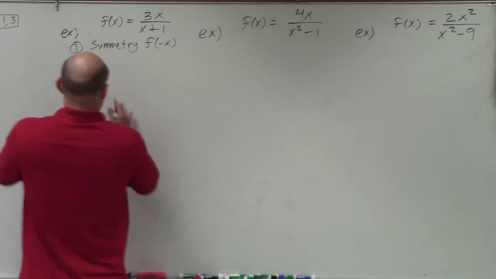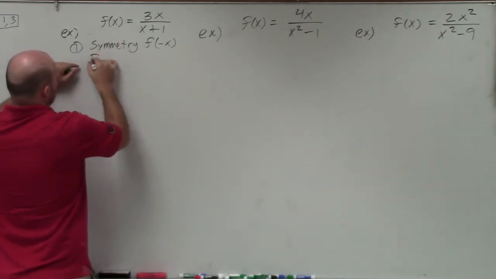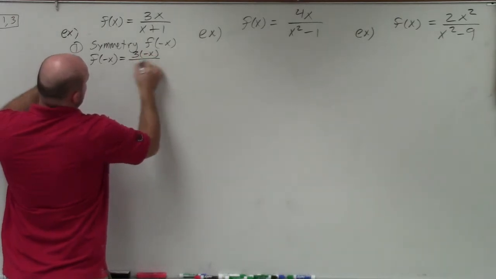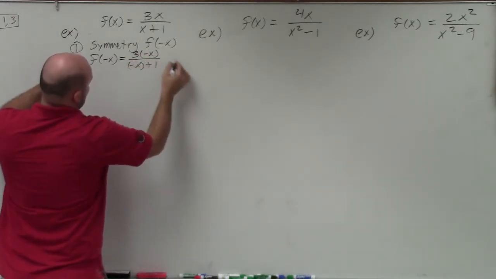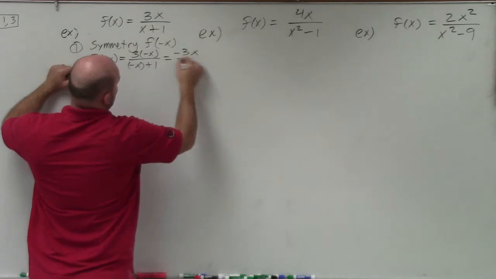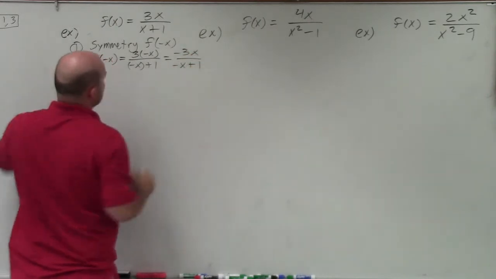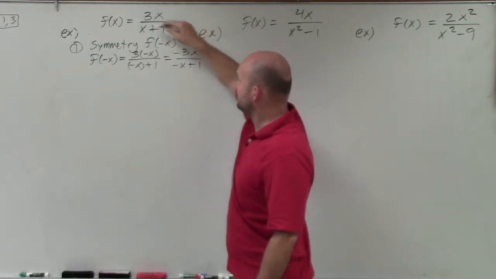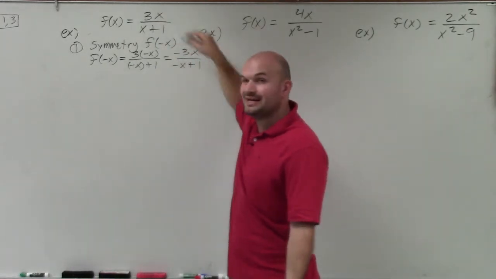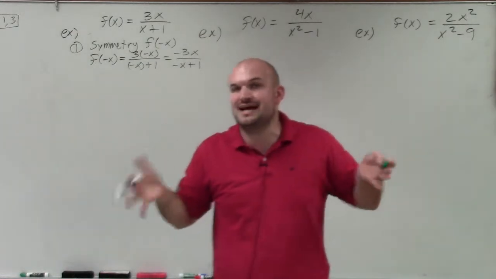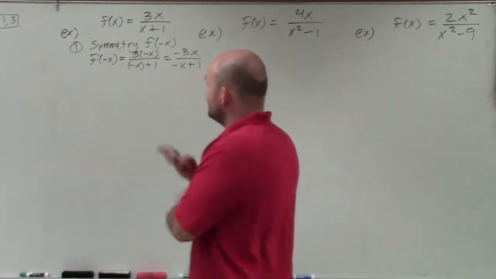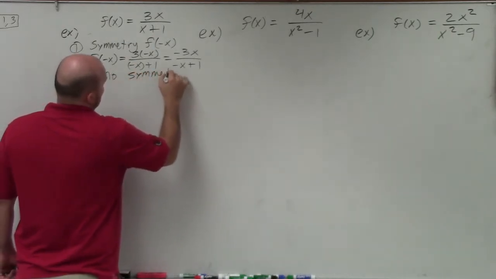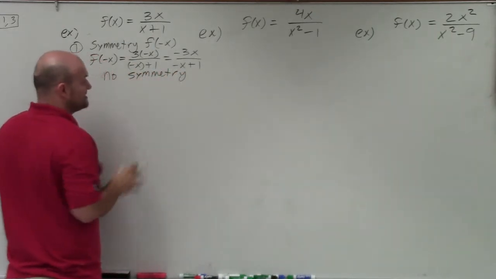So here I'll plug f of negative x into my function. I have 3 times negative x divided by negative x plus 1. I simplify and get negative 3x divided by negative x plus 1. By plugging in negative x, the signs change on the numerator and the x, but the 1 is still exactly the same. So my function has not been totally negated. Therefore, in this example, I have no symmetry. We're going to test symmetry for all of these.